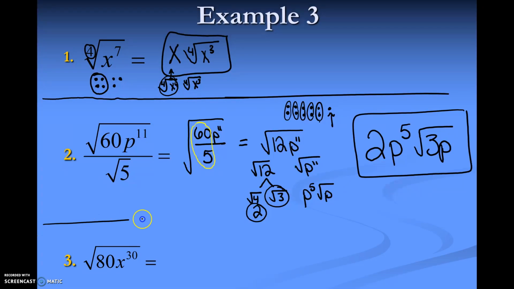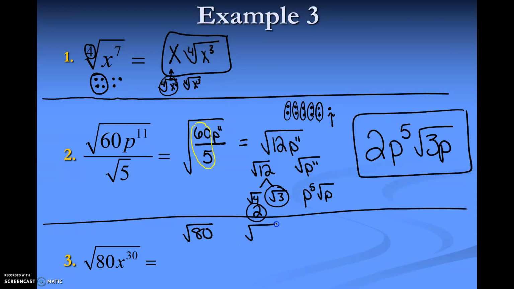I would like you to try number 3 on your own. Square root of 80, x to the 30th. Remember, you split it into the square root of 80. Simplify that. Square root of x to the 30th.